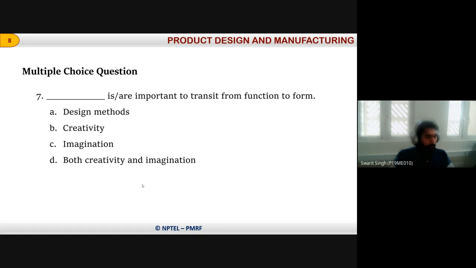Okay, so we got some answers. The answer is D. Yes, it is a simple statement covered in the lecture class that creativity and imagination both are required if you want to transit some function into form of a product. So both your creativity and your imagination are important.